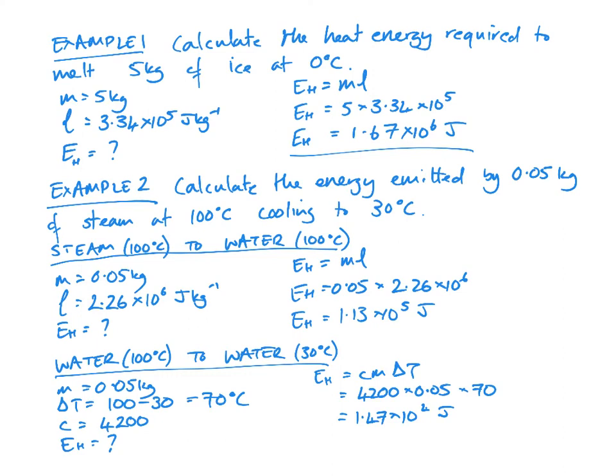So the total energy emitted is what we get when we add both of these together. And just rounding off to the proper number of significant figures, 1.28 times 10 to the 5 joules. That's our final answer.